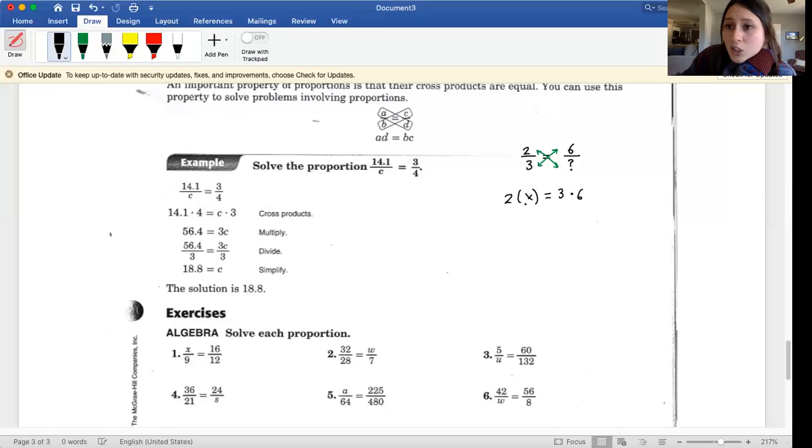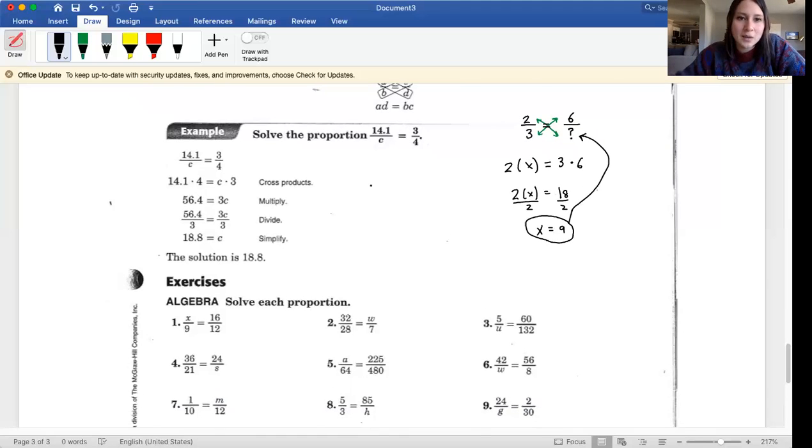So I can use algebra to actually help me solve. 2 times x equals 18. Now, when I want to get x by itself, I can divide both sides by 2, and x equals 9. And that's what we originally said it was going to be anyway. So x equals 9, which is true, and that works. So that's how we can solve.